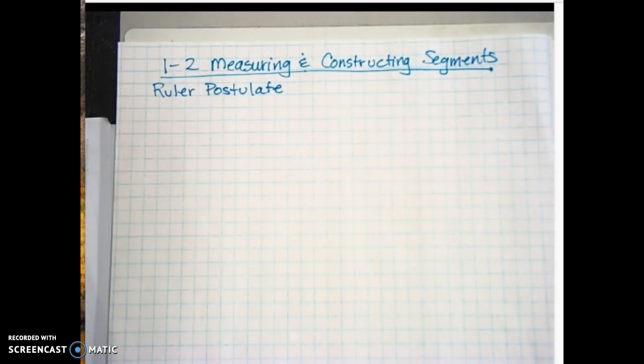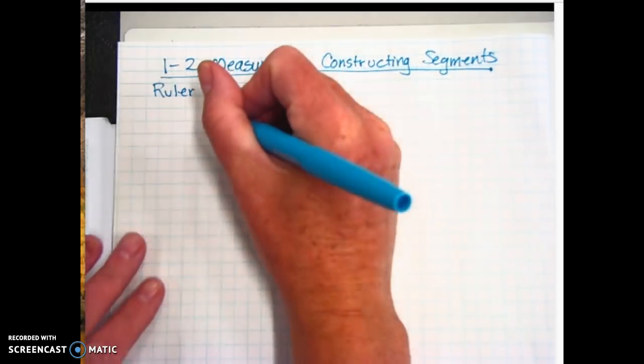So how many of you have seen a ruler before? Only one person? All right, awesome. So basically, we've got this ruler, and there's a postulate about it.